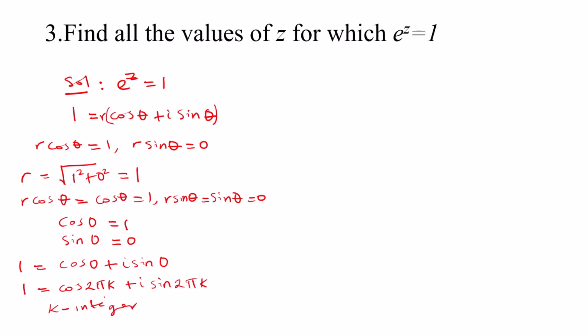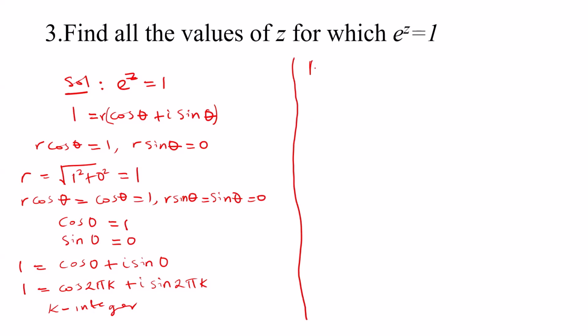So if k is equal to 0, we have cos 0 plus i sin 0, which retains the original expression. If k is 1, we have cos 2 pi plus i sin 2 pi. Cos 2 pi is equal to cos 0. Likewise, sin 2 pi is equal to sin 0. So now we have that 1 is equal to cos 2 pi k plus i sin 2 pi k.